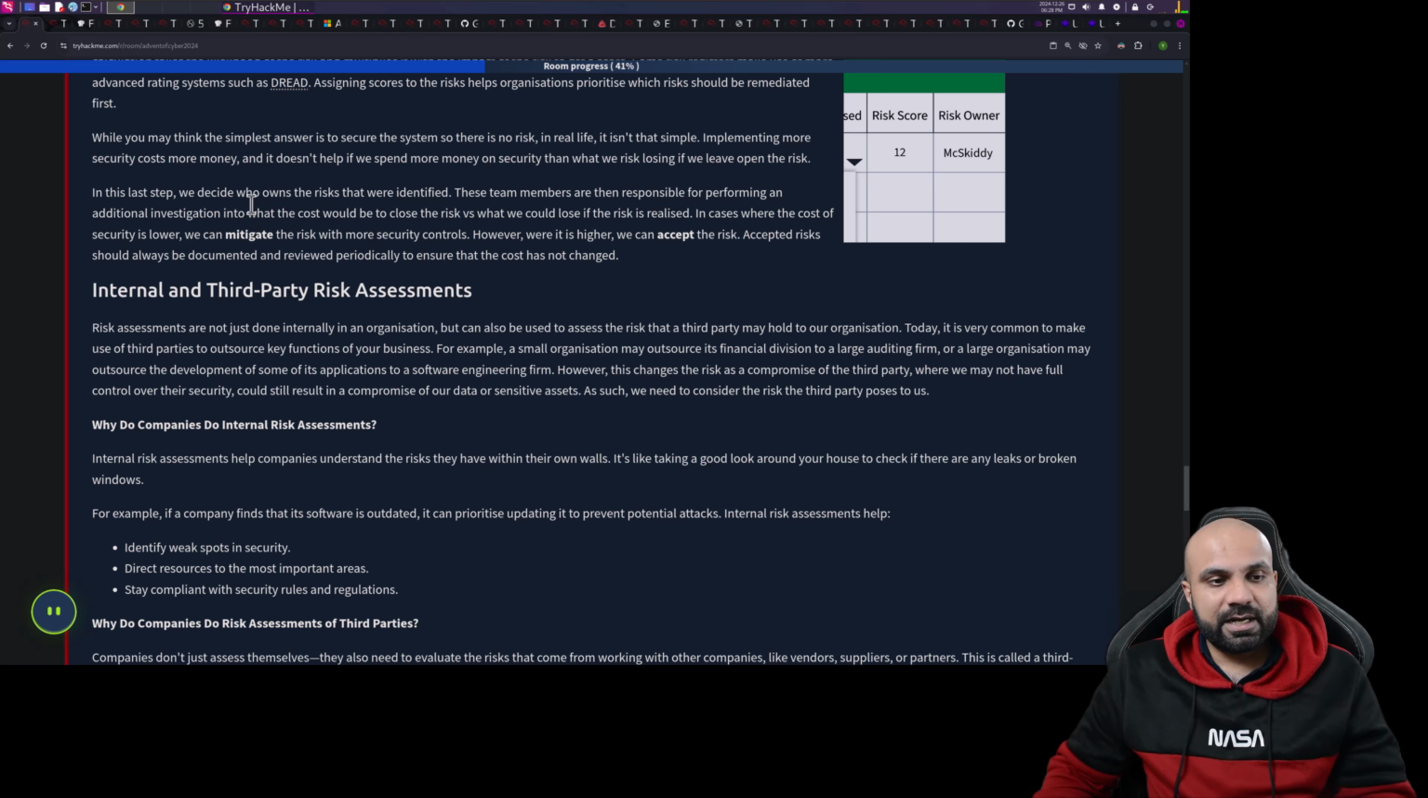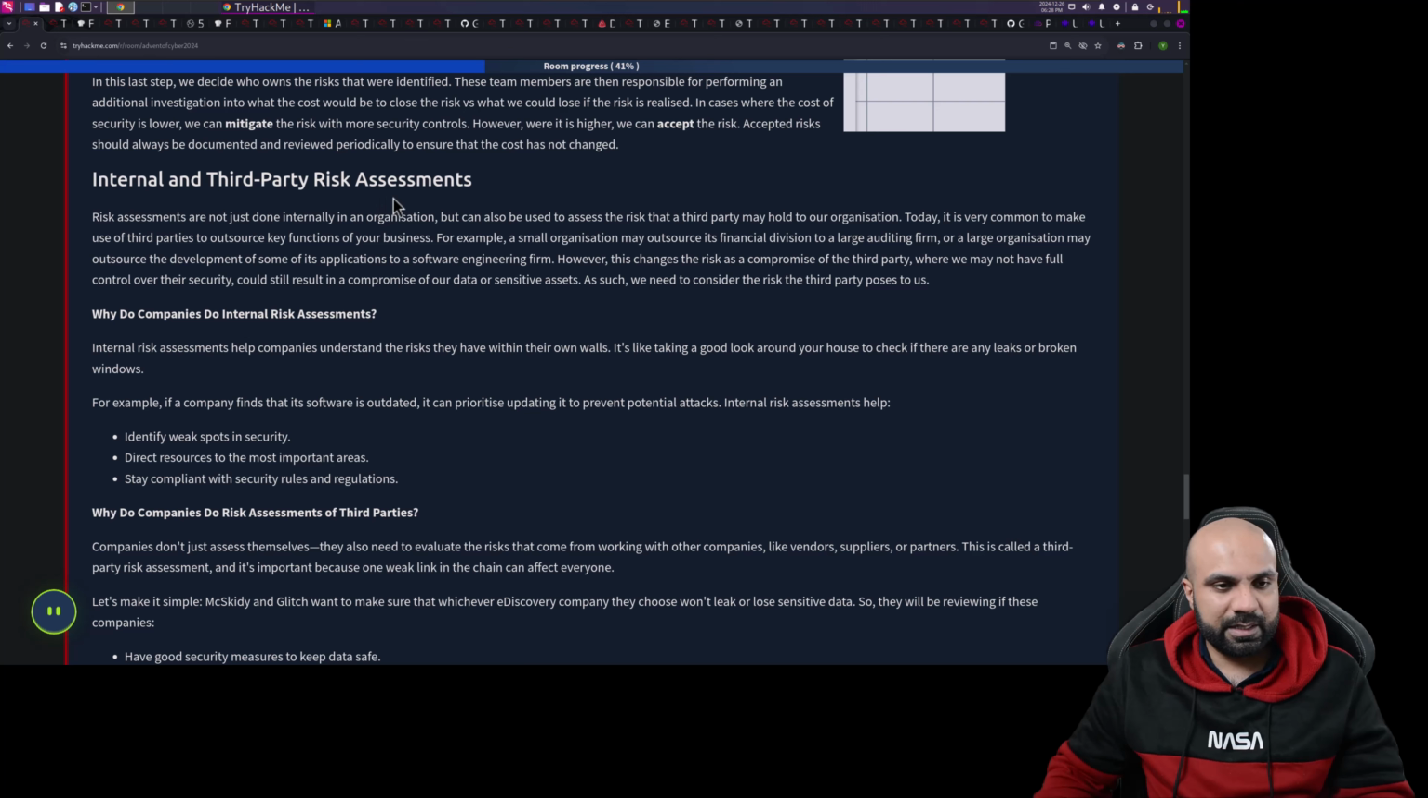In the last step we decide who owns the risks that were identified. These team members are then responsible for performing an additional investigation into what the cost would be to close the risk versus what we would lose if the risk is realized. In cases where the cost of security is lower, we can mitigate the risk with more security controls. However, where it is higher, we can accept the risk. Accepted risk should always be documented and reviewed periodically to ensure that the cost has not changed.